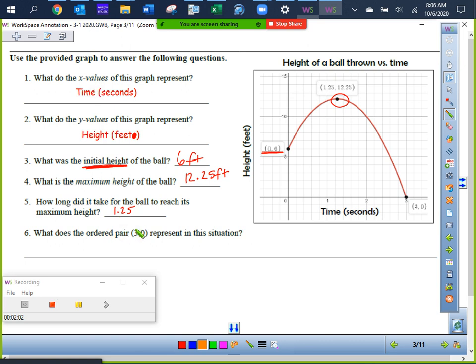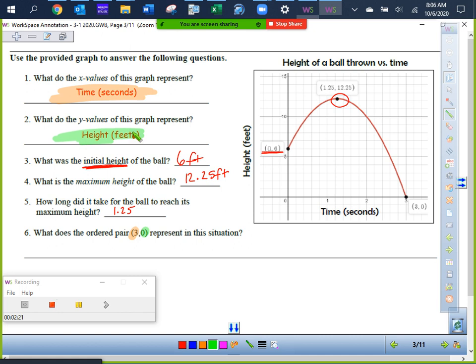X doesn't stand for 3 seconds. What does x stand for? Time in seconds. What does this 3 in the x value stand for then? 3 what? And then what does 0 mean? 0. It does stand for a height of 0, but we won't say that.